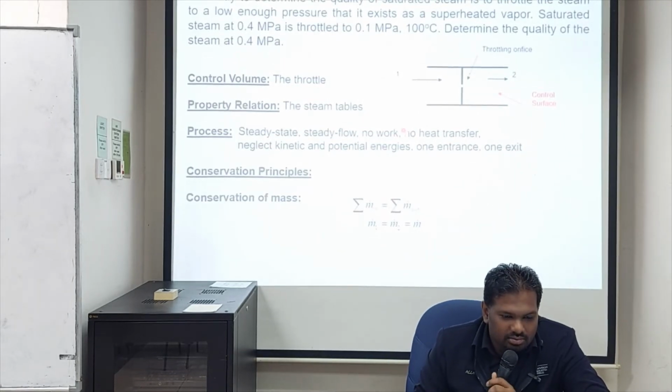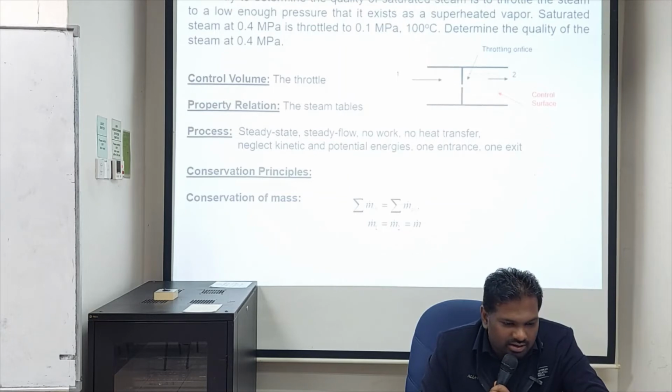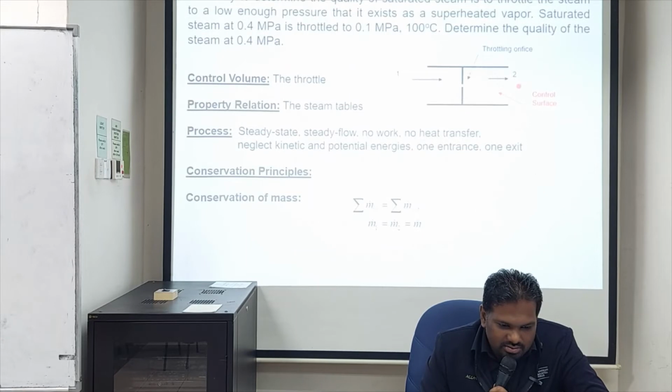Okay, later we will look. So you're saying that it's a throttle. So it's a throttling device, and the pressure is reduced from 0.4 to 0.1 million pascal. Okay, so 100 degrees Celsius. So determine the quality of the steam. So quality is the value X. Value X.